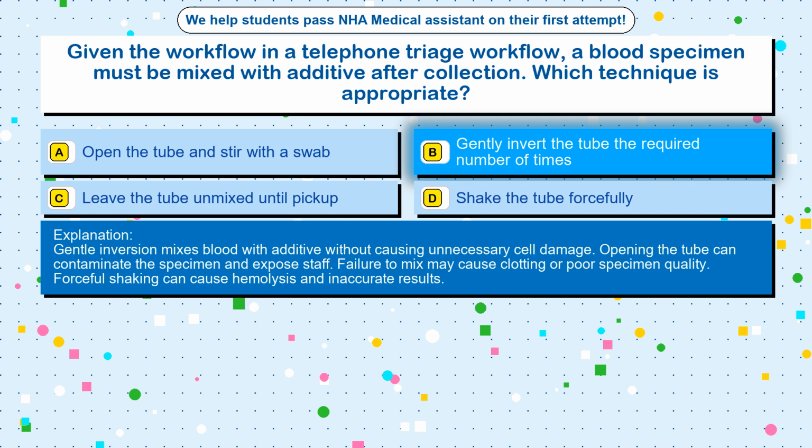Gentle inversion mixes blood with additive without causing unnecessary cell damage. Opening the tube can contaminate the specimen and expose staff. Failure to mix may cause clotting or poor specimen quality. Forceful shaking can cause hemolysis and inaccurate results.